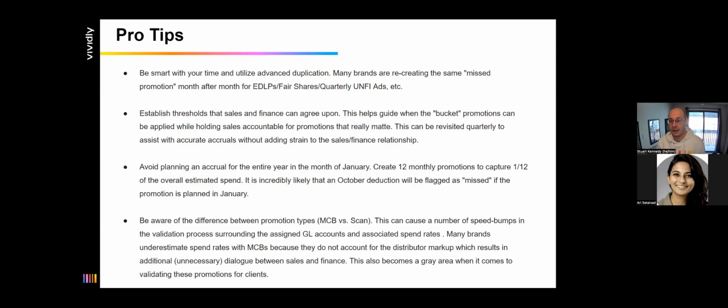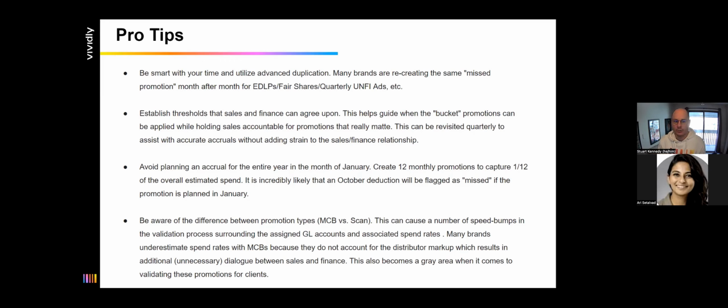The next piece is establishing thresholds for sales and finance. And this is the key that they can both agree upon. Super, super important. Maybe it's $200. Anything that's like $50, we're just not going to spend our time on it. We've got bigger fish to fry as an organization. It's just, I think, a really smart and efficient way to allocate resources.